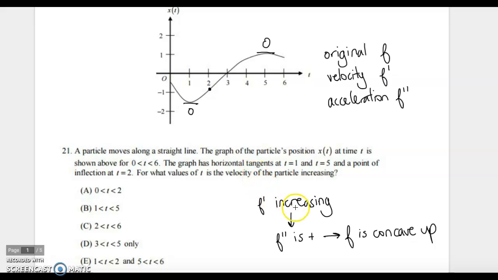Okay, so if I'm looking for where your velocity is increasing, that means I'm looking for where my second derivative is positive, aka where my original function is concave up. So on this graph of my original function, I have to look and see where it's concave up, and I can kind of see wherever it looks like a valley. So it looks like from 0 to 2, and then because 2 to 6 is concave down, it looks like a hill. So 0 to 2 would be where my velocity is increasing. Lovely.